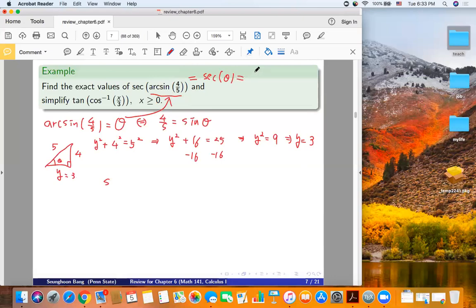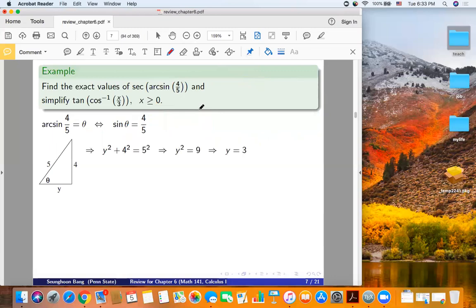What is secant of theta? 1 over cosine theta. The 1 over cosine theta is adjacent over hypotenuse, just flip, 5/3. Yep, you're right, 5/3. This is the whole idea for solving this problem. So like this.